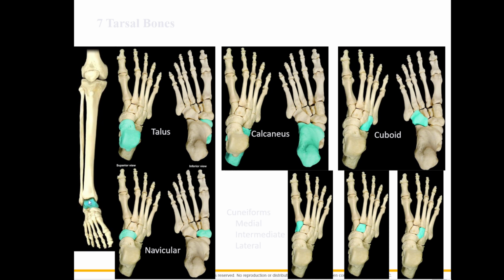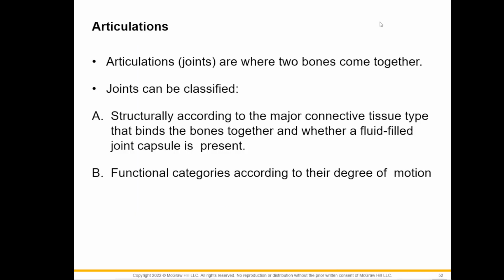So this is your talus, calcaneus. This is superior, this is inferior view. Cuboid, your navicular, and then your medial, intermediate, and lateral cuneiforms. Those are the 7 tarsal bones.